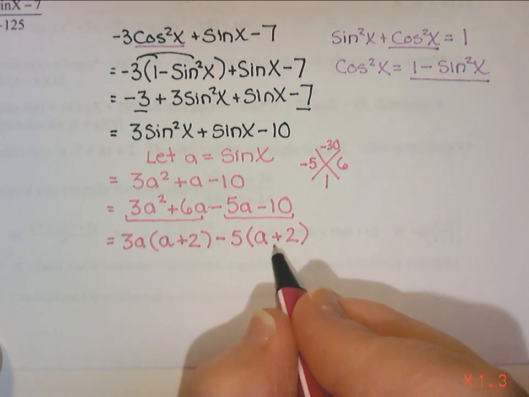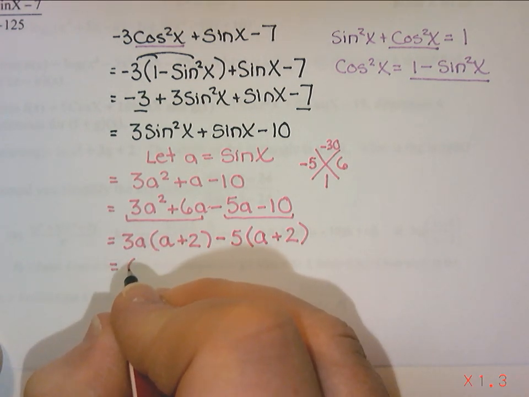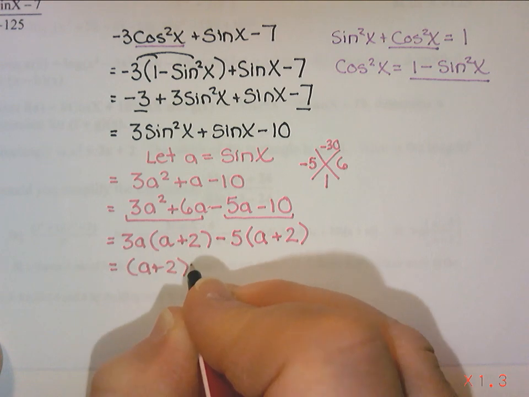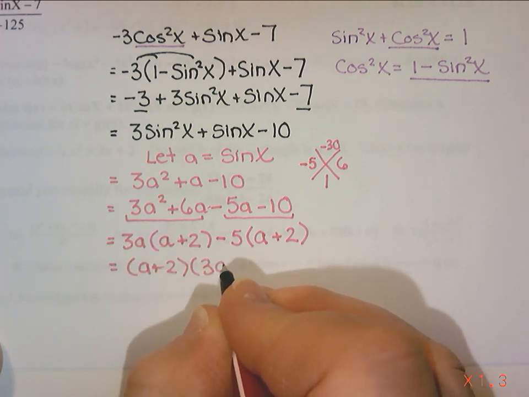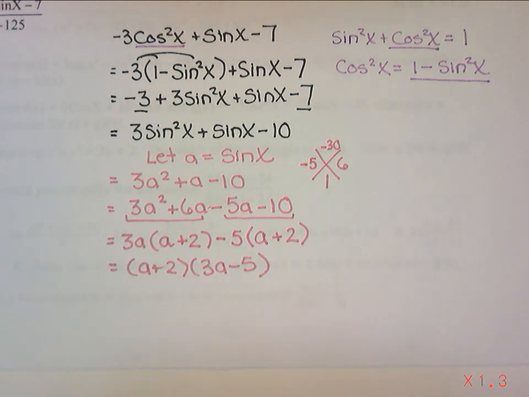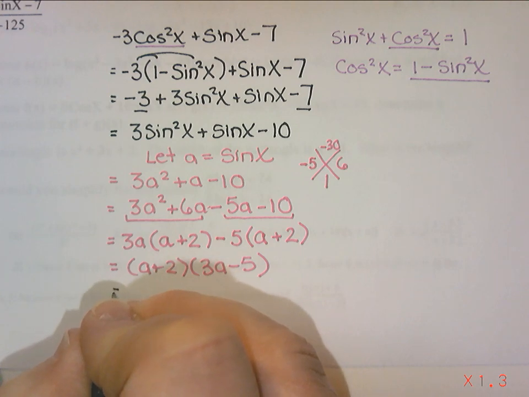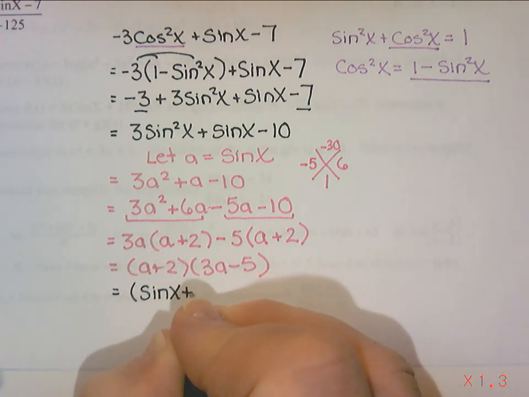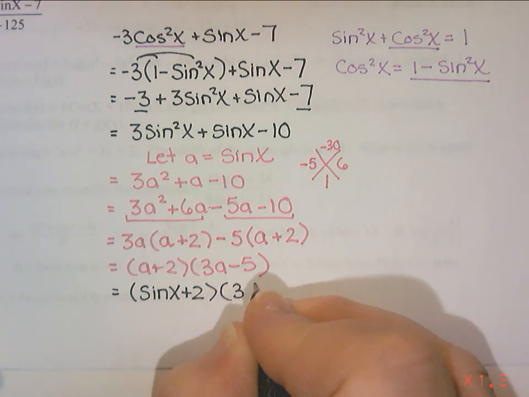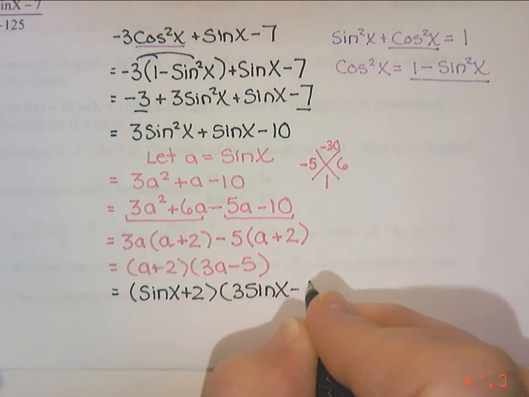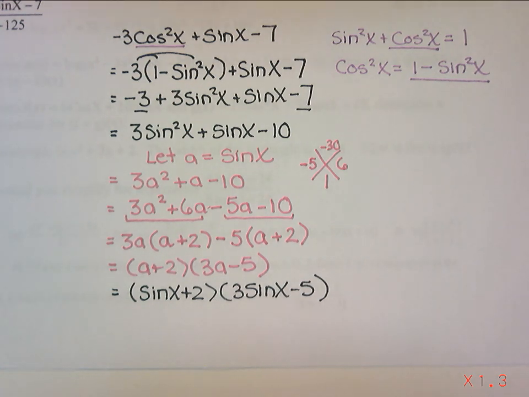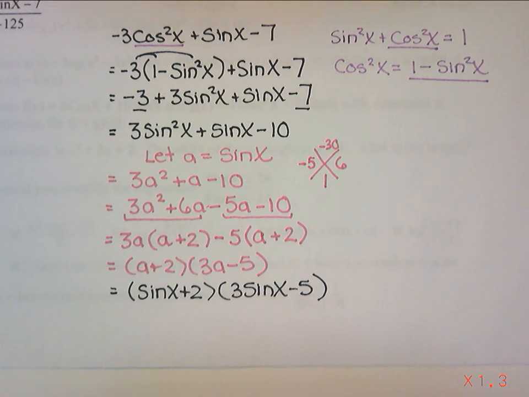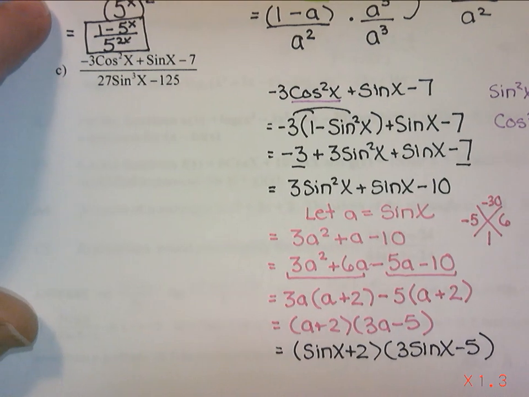I notice at this step that these two brackets are the same, which they should be. So I get a plus 2, and then 3a minus 5. Okay, a lot of work just to factor one expression here. This is going to end up being, if I put the sign back in, sine x plus 2, and then 3 sine x minus 5. And I'm going to put that back in to our original expression.